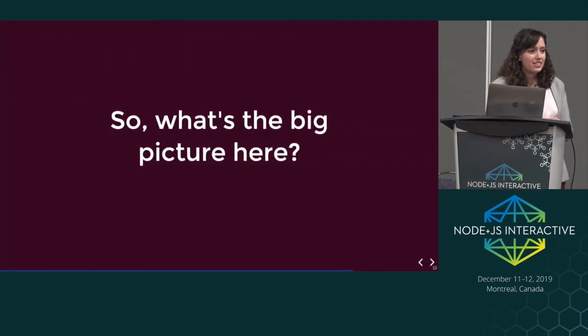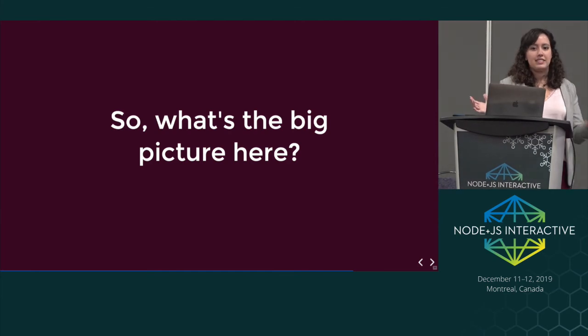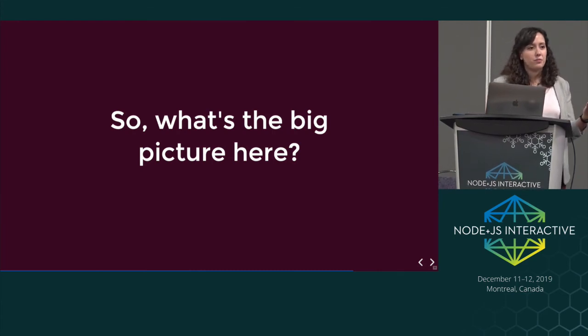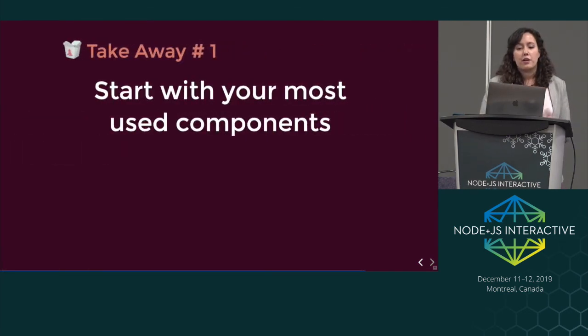So, given all of this, what is the big picture? These were just a certain set of components that I chose to talk about. We have about 54, maybe almost 60 now, components in OUI. There's a lot of different things I could talk about. I could go on for hours. But I'm hoping that some of this will be relevant to whatever you're working on so that you can help create accessible technology. So my number one tip is start with your most used components.